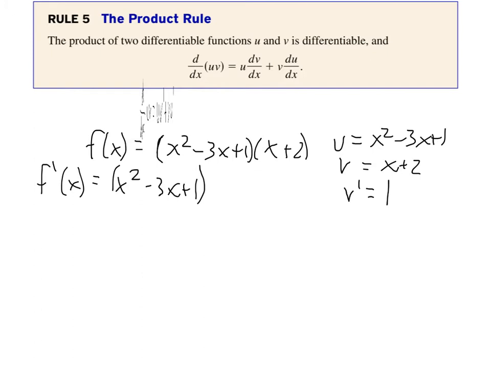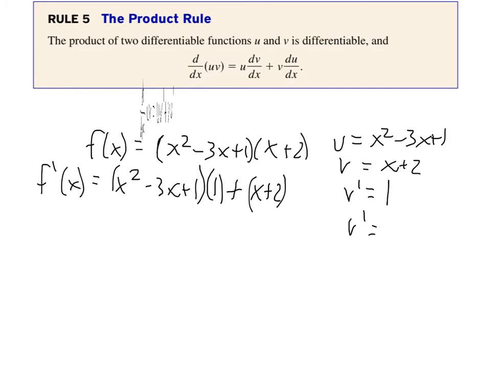So first times the derivative of second, so I could do times 1 here. Really, you don't need that because times 1, it could just go away. Plus second, so x plus 2, times the derivative of the first. Well, that means we need to calculate u prime. That's u, not a v. Sorry, it's ugly.